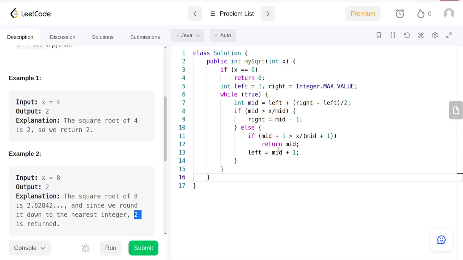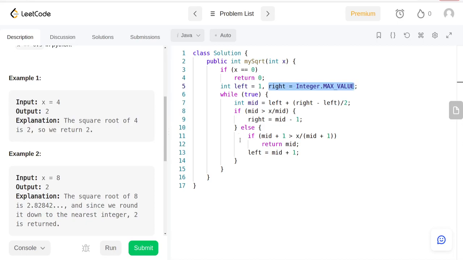We're going to be using binary search for that. We will have a base condition that if x is equal to 0, just return 0. The square root of 0 is going to be 0. We're going to have our left equal to 1 and a right equal to the maximum number we have.